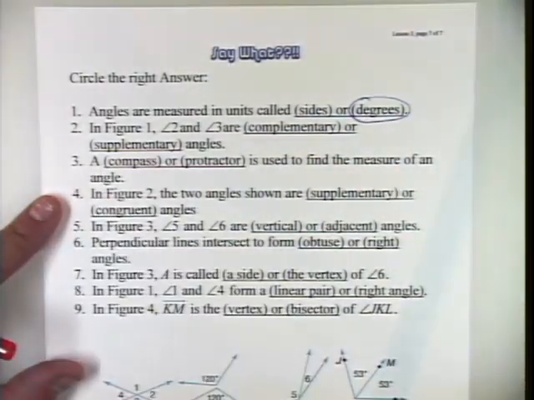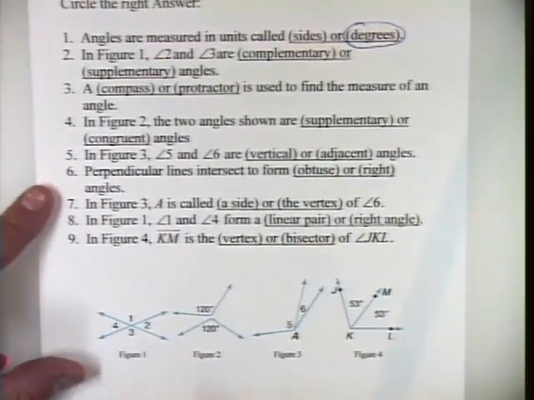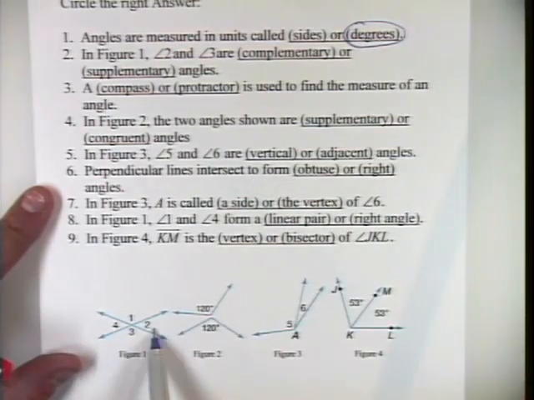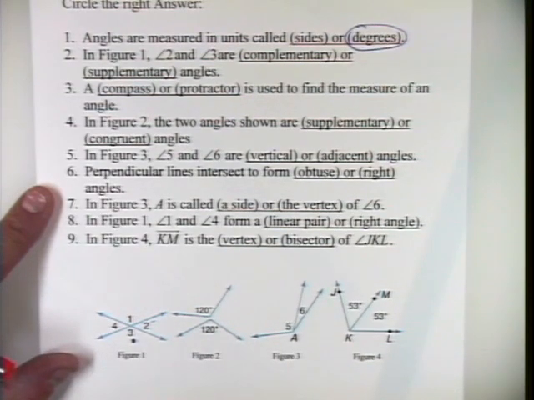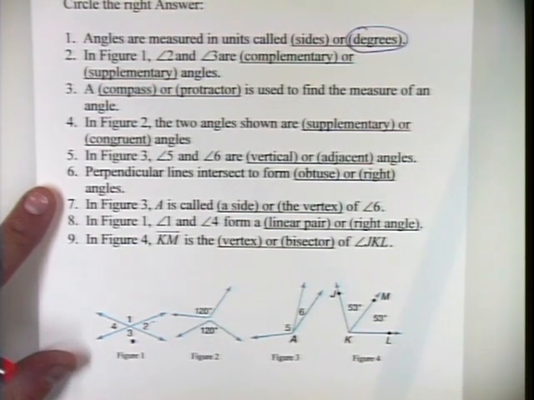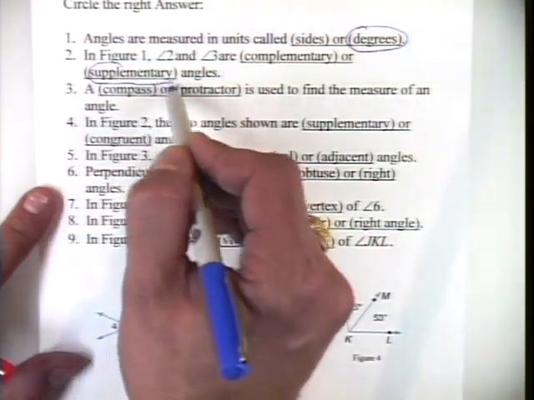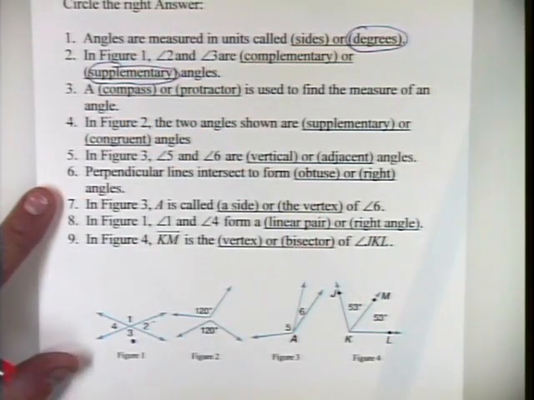Okay? In figure 1 below, angle 2 and angle 3, which are next to each other, forming a linear pair, are complementary or supplementary. Remember, complementary adds to 90, supplementary adds to 180. And since they form a linear pair, a line adds up to 180. They've got to be supplementary.